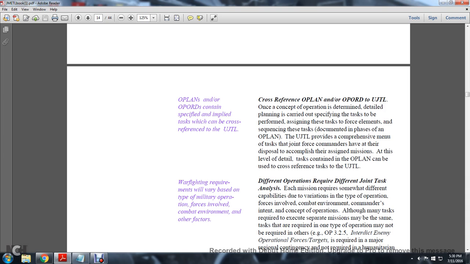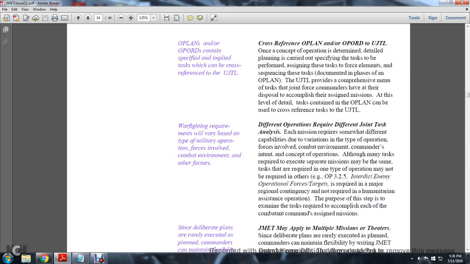The Universal Joint Task List provides a comprehensive menu of the tasks available to joint force commanders to accomplish their assigned missions. At the level of detail of the tasks contained within the operational plan, it can be used to cross-reference the Universal Joint Task List.